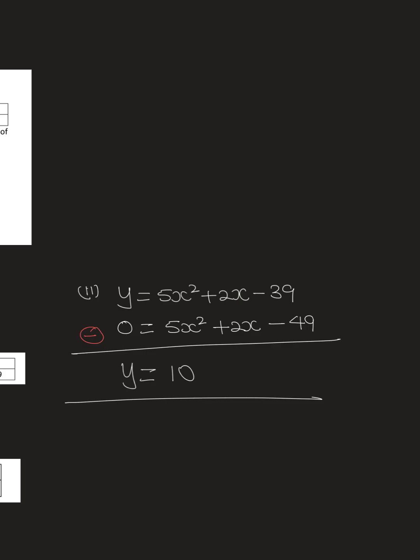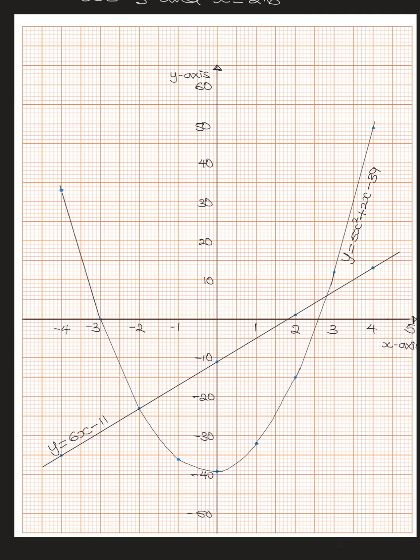So we will now go to the graph and look for the values of x when y is equal to 10. This is the graph. Y is equal to 10 is at this point, so we are going to bring dashed lines to touch our graph. So as you can see, this is where y is equal to 10.